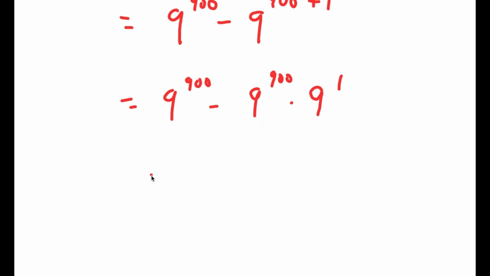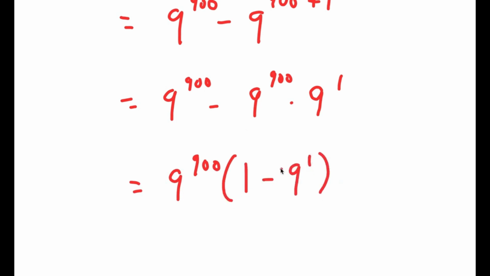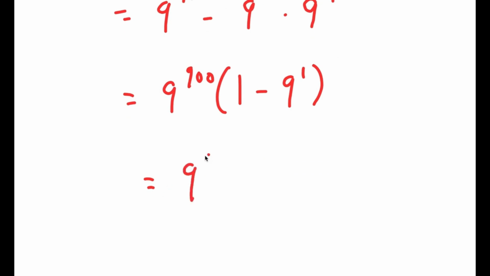And now I'm going to factor out 9 to the power of 900, so I get 9 to the power of 900 times 1 minus 9 to the power of 1, which is equal to 9 to the power of 900 times negative 8.